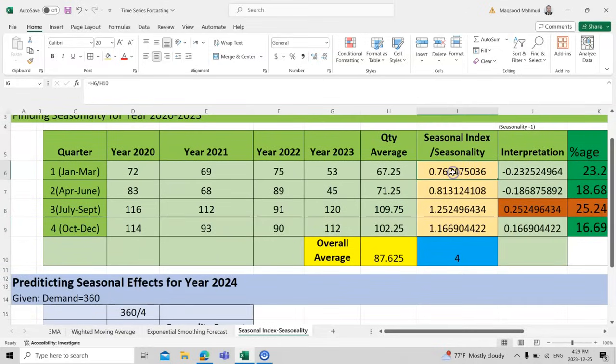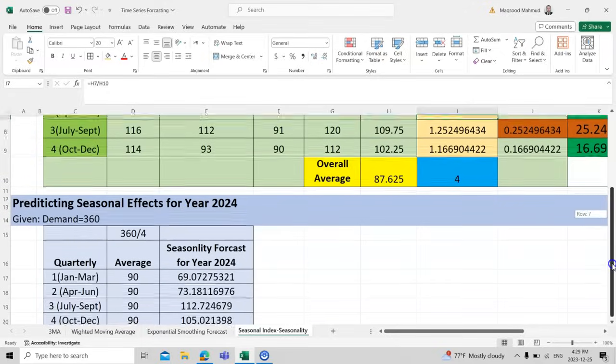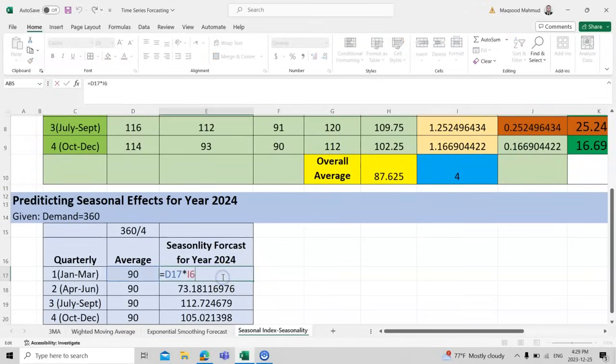So the first seasonal factor is 0.76. So I need this factor, and I will insert this factor with this value. So the 90 is my unseasoned, smooth value, where I didn't have any seasonal effects. So I multiply these values with the seasonal effect for the last 4 years. So I got this 69, right?